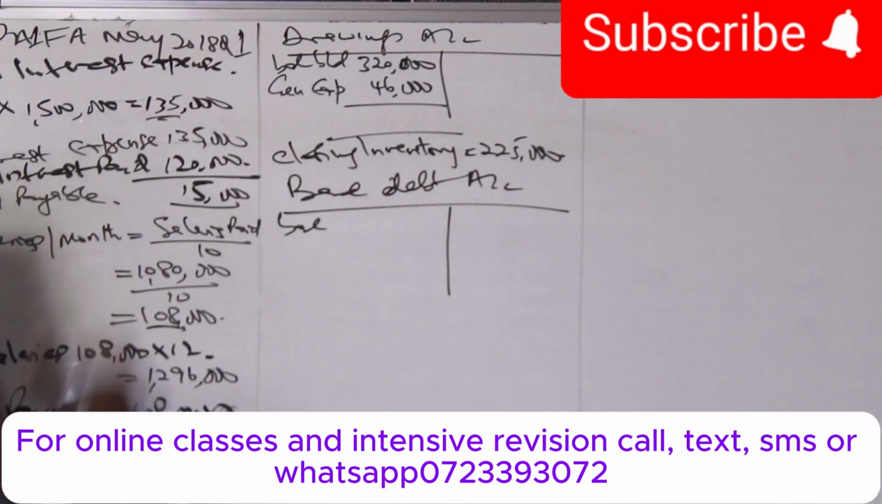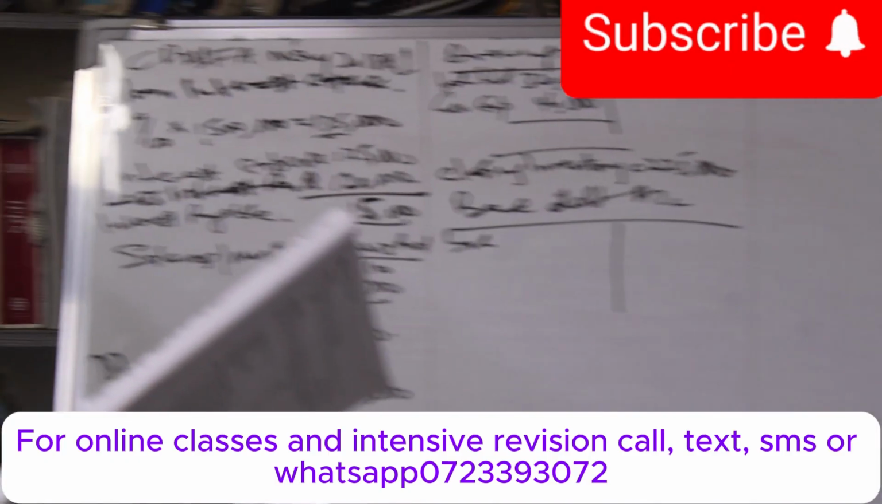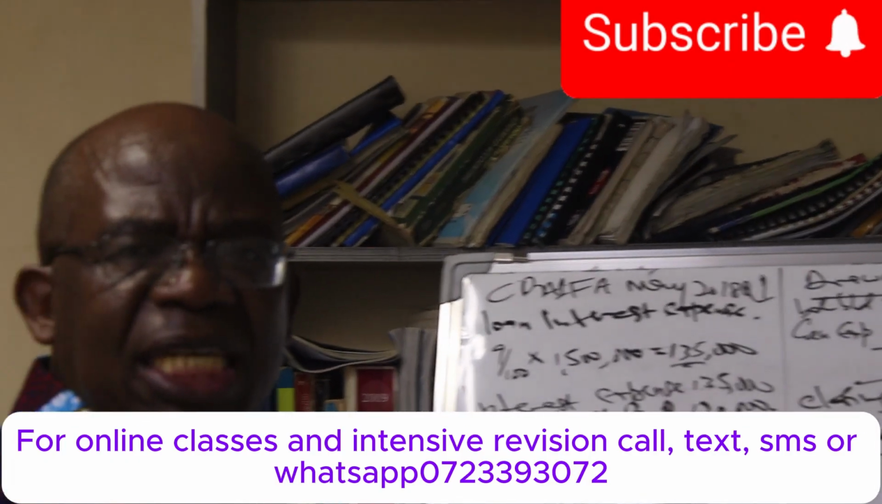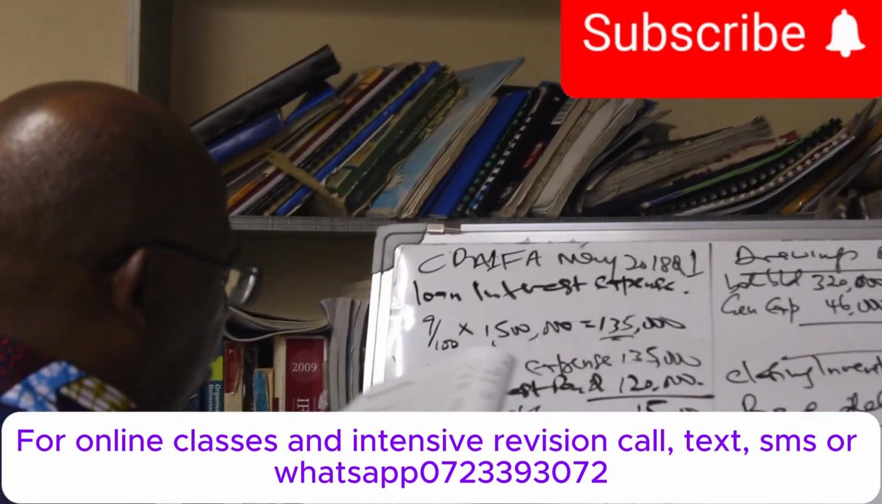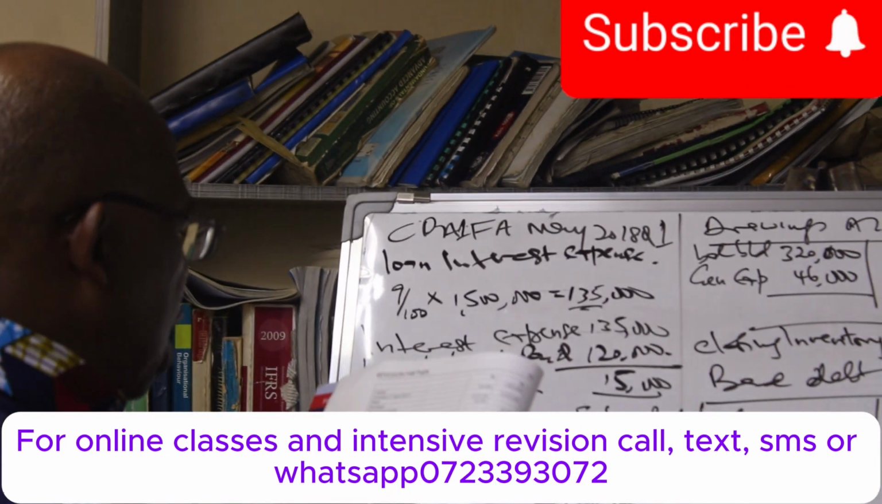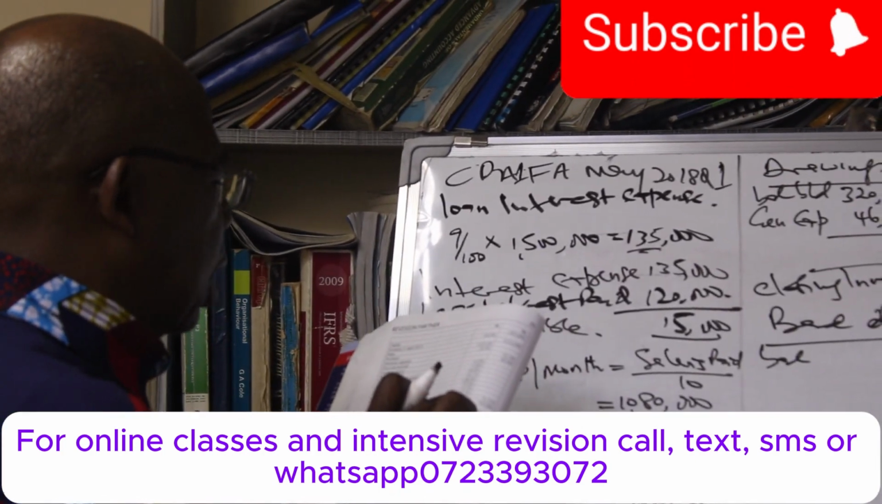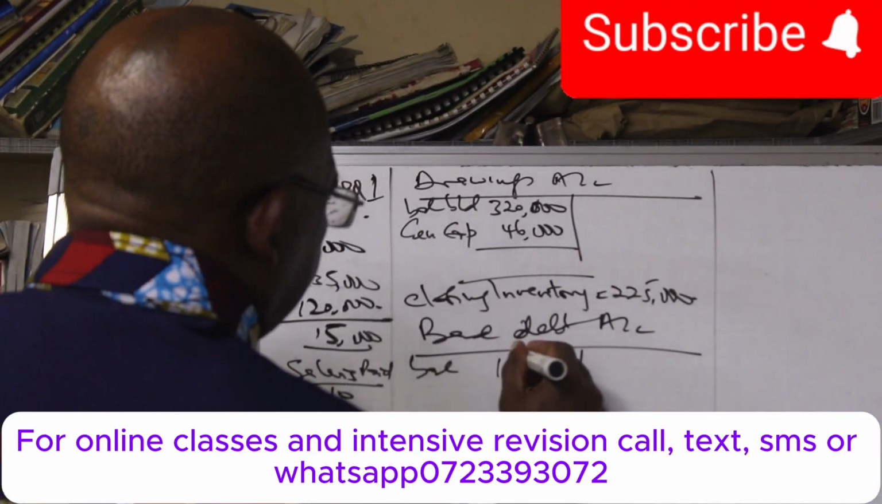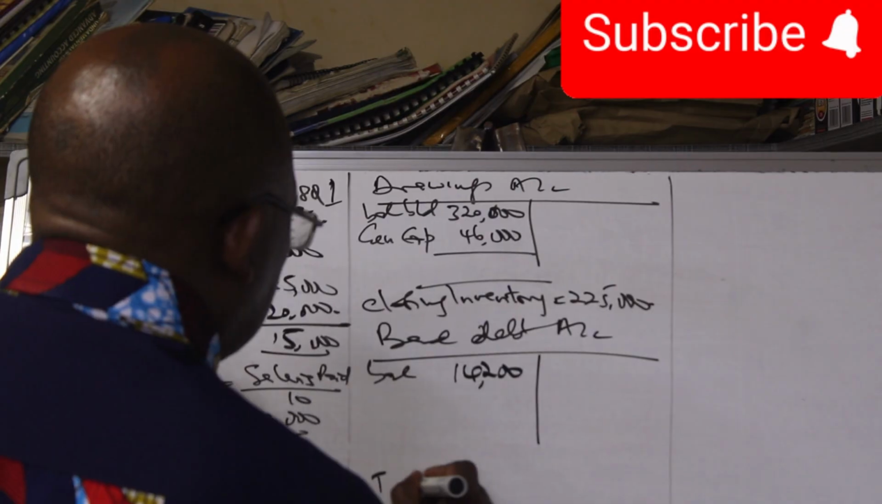Look, every time you are reconstructing an account, you must check whether it has balances from the trial balance. And we have irrecoverable debts amounting to 14,200. 14,200 from trial balance. And then we are saying trade receivables.